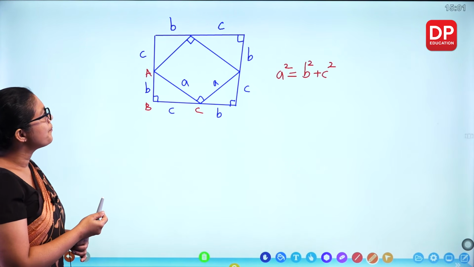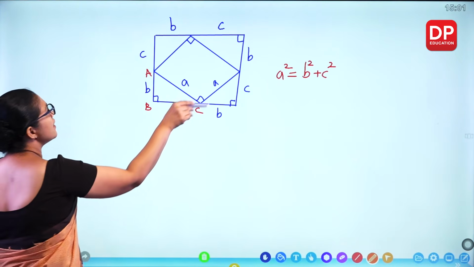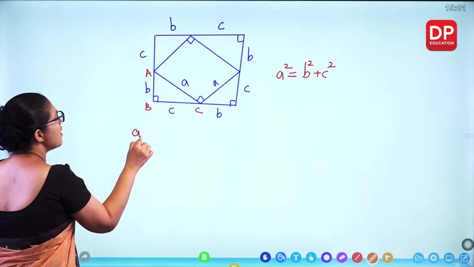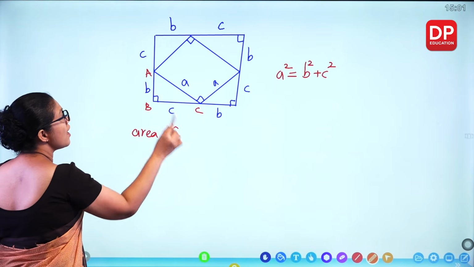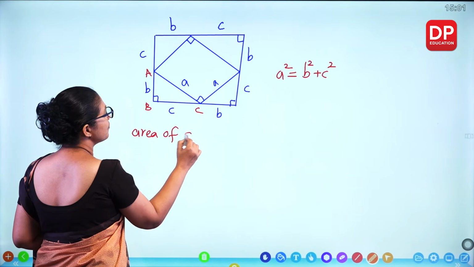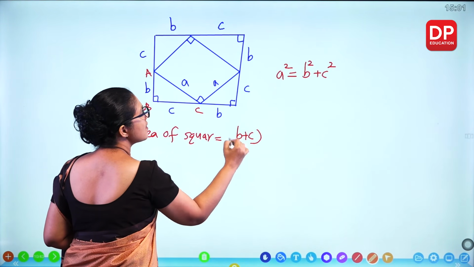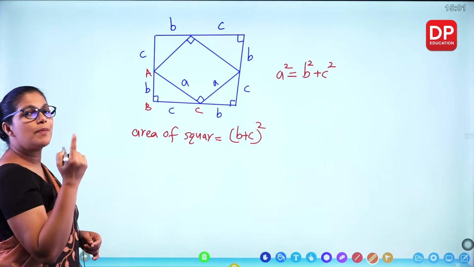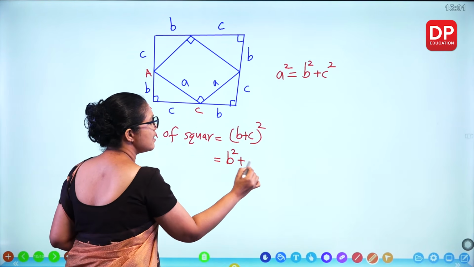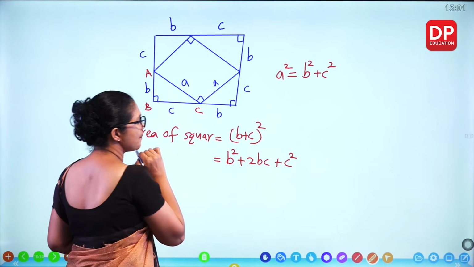So what's the area of the whole thing? This is B plus C, B plus C. So the area of the whole square is B plus C squared. B plus C into B plus C. So when you expand that, I get B squared, C squared, and the middle term 2BC.